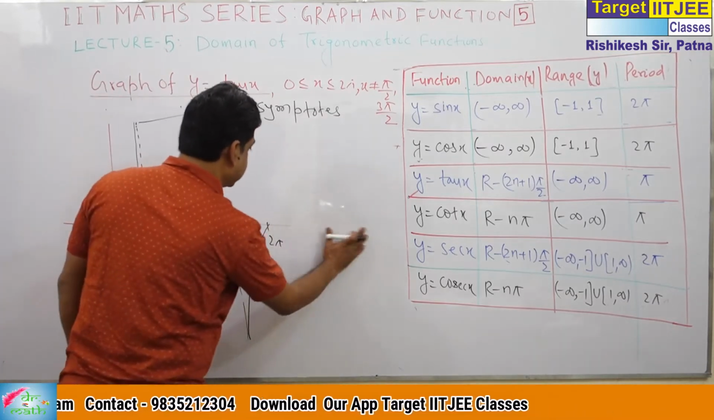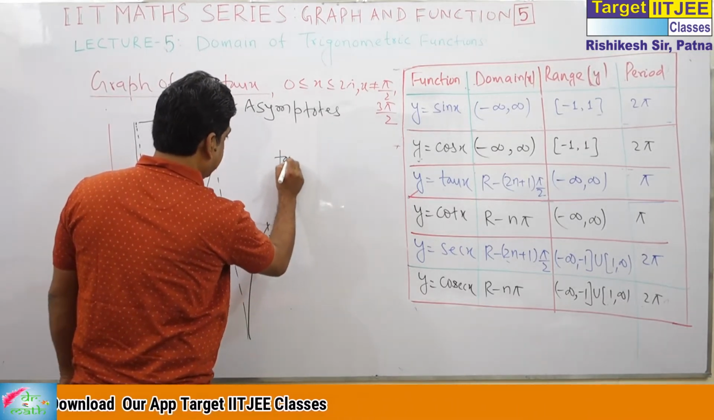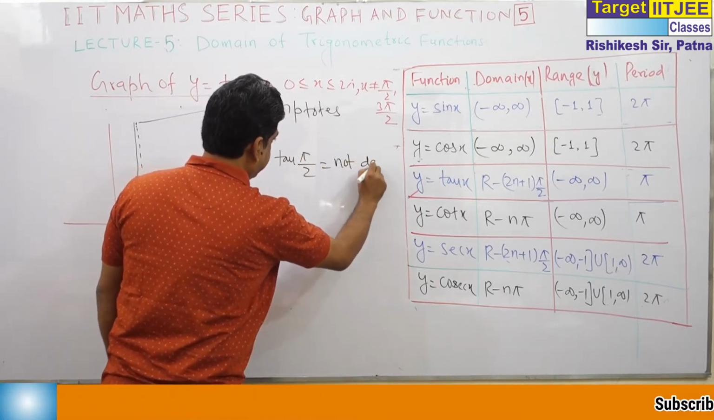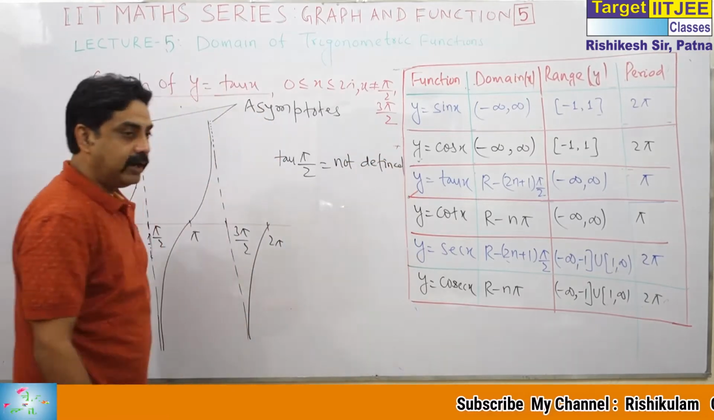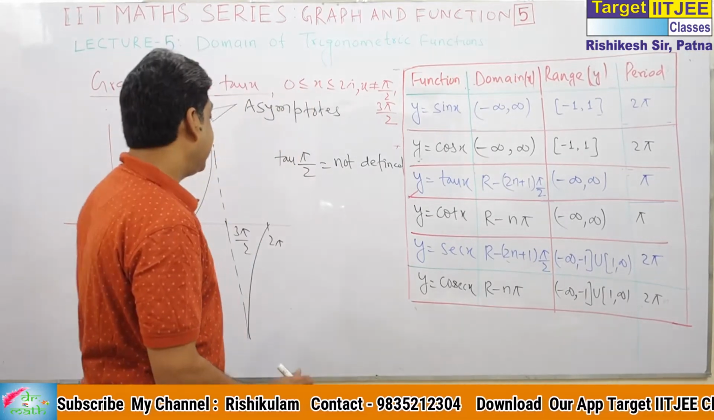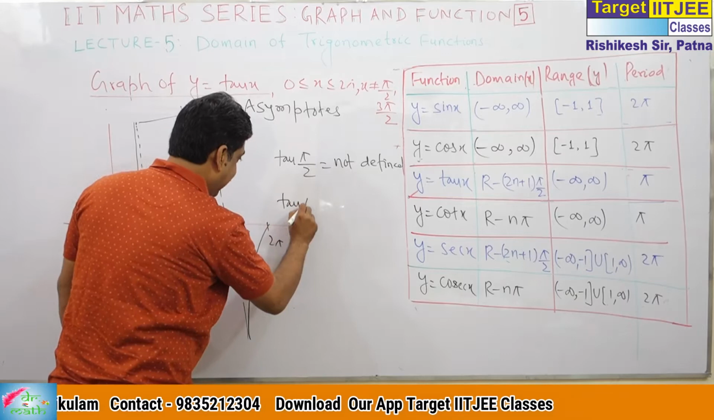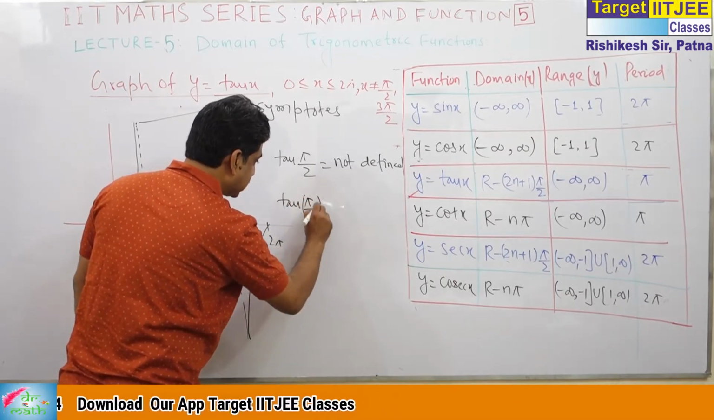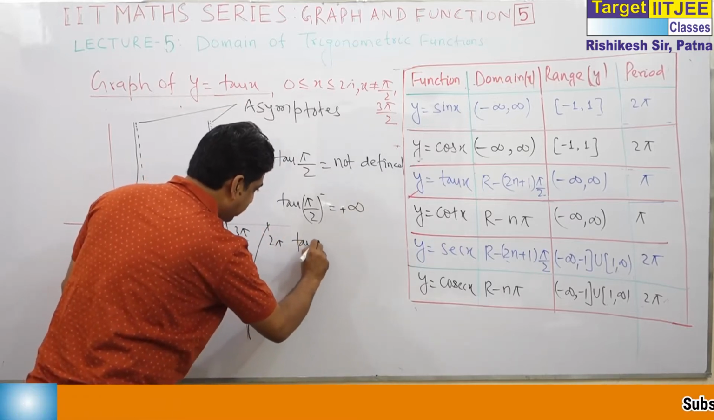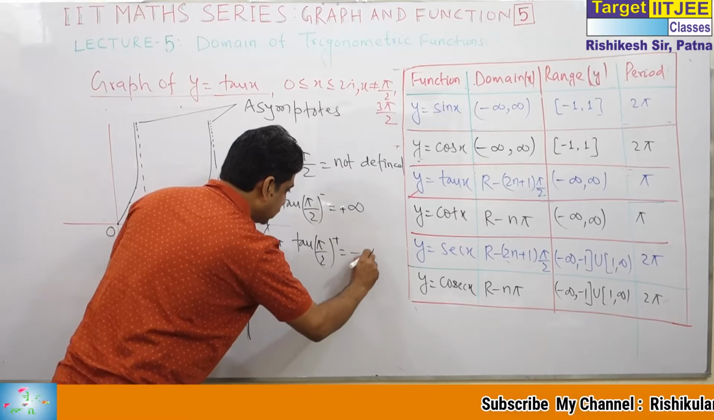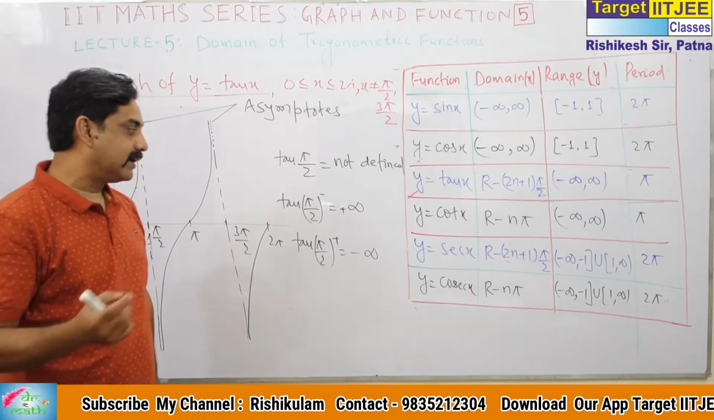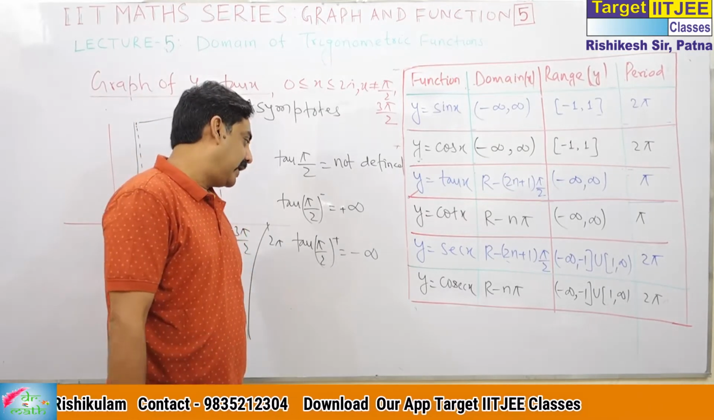You must know some points about tan x. What is tan pi by 2? It is not defined. Why do we say tan pi by 2 is infinity? Actually, you can say tan pi by 2 minus is plus infinity and tan pi by 2 plus is minus infinity. Where are these points on the graph? What do pi by 2 minus and pi by 2 plus mean?